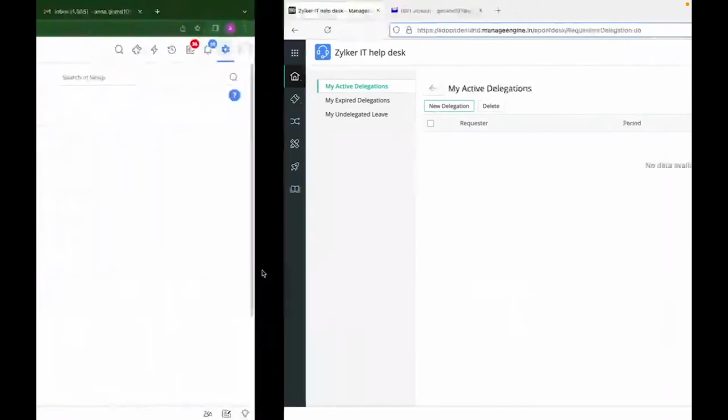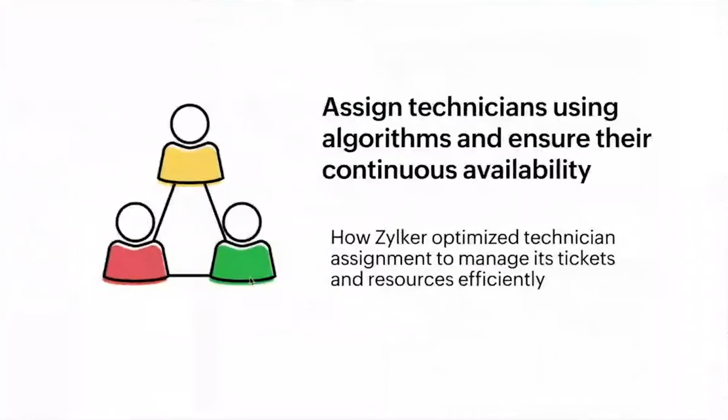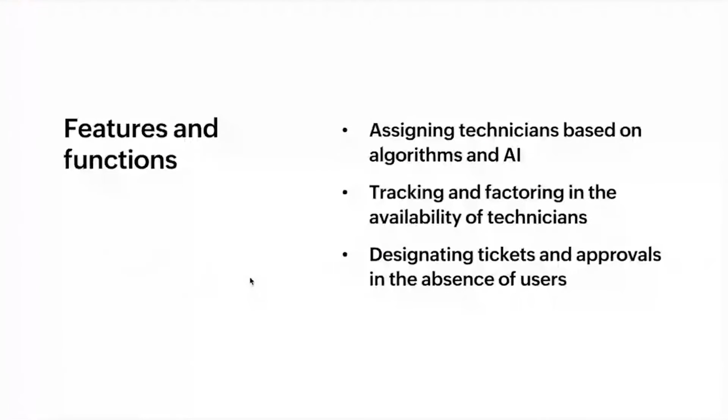configuration. So, coming back, we saw how Zilker was able to assign all their incoming tickets to different technicians automatically, and how they were able to use different algorithm methods, and how they were able to keep track of the availability of technicians, set up backup approvers, backup technicians, and so on. So far we have seen all the automation capabilities that Zilker has used to manage their incoming incidents as well as onboarding requests. So the next feature that we are going to talk about is the change conflict detection.